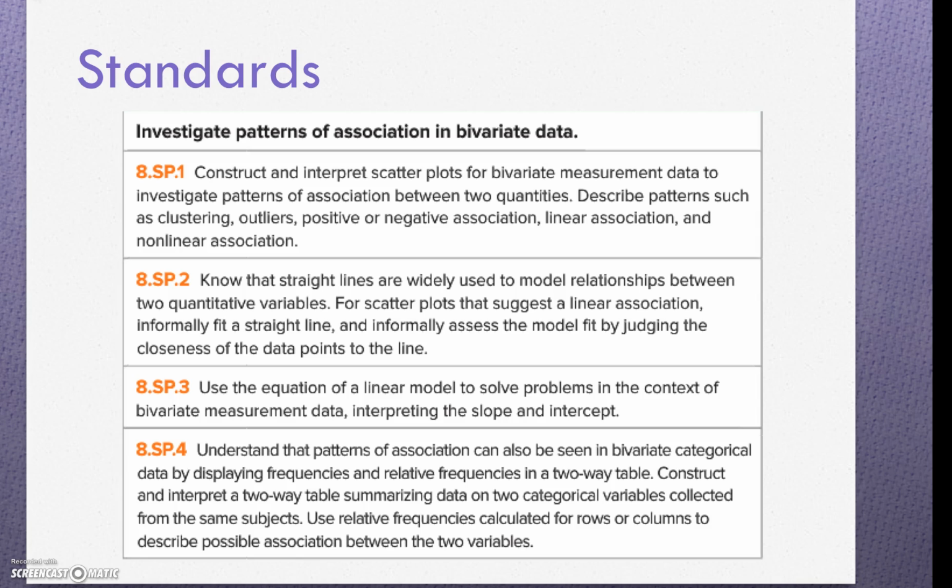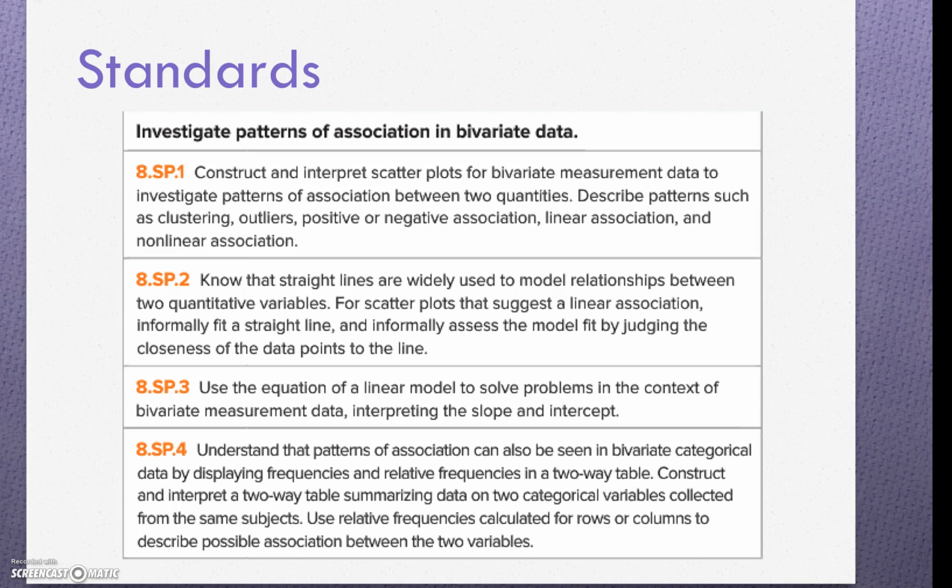We're going to know that straight lines are widely used to model relationships between two quantitative variables. For scatter plots that suggest a linear association, informally fit a straight line, and informally assess the model fit by judging the closeness of the data points to the line. Use the equation of the linear model to solve problems in context of bivariate measurement data, interpreting the slope and intercept.